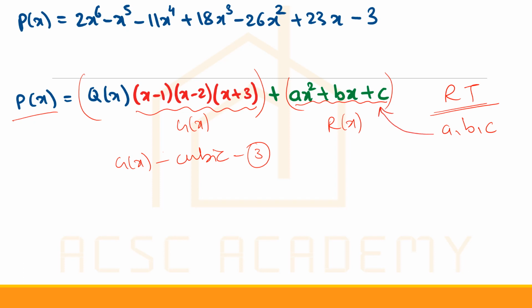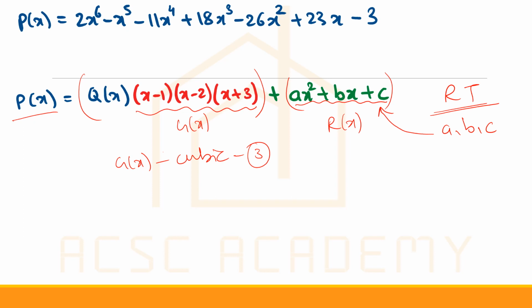This is the theoretical remainder, or the one which we have assumed. It is not the correct remainder. We need to find out the values of a, b and c. So for that, what will we do? We will one by one substitute some values of x, which will help us form the simultaneous equations, and after solving them we can get the values of these constants a, b and c.